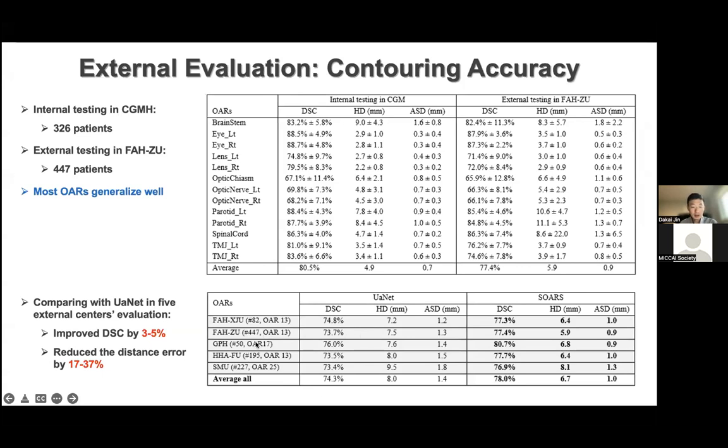in the 5 external centers. We see that the source can consistently improve the UANet by 3 to 5% in dice score and about 20 to 40% in the distance error reduction.